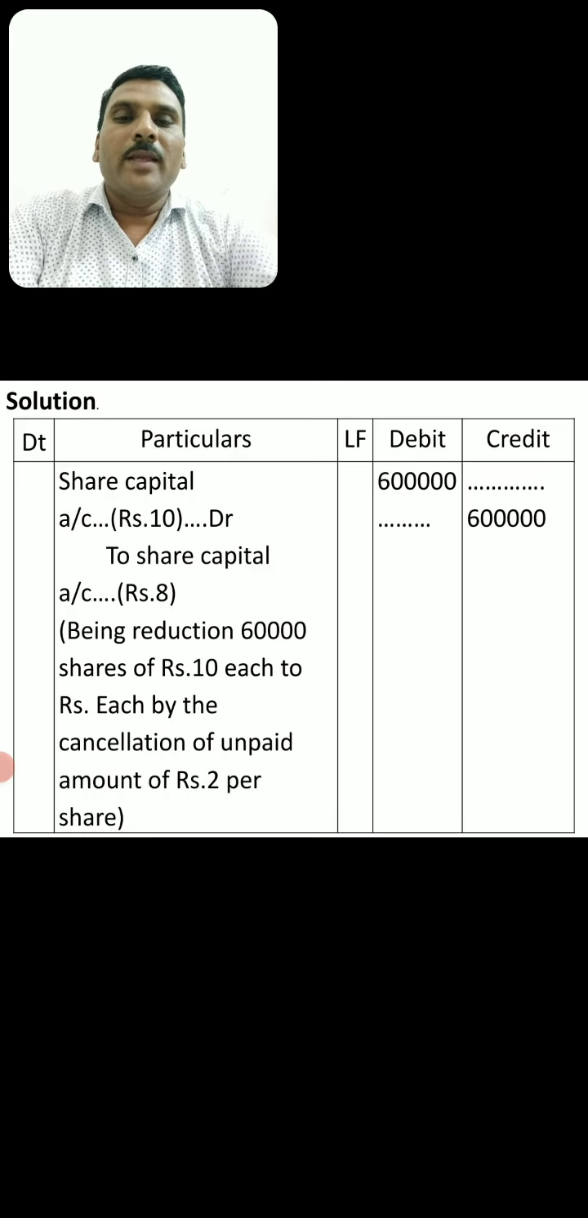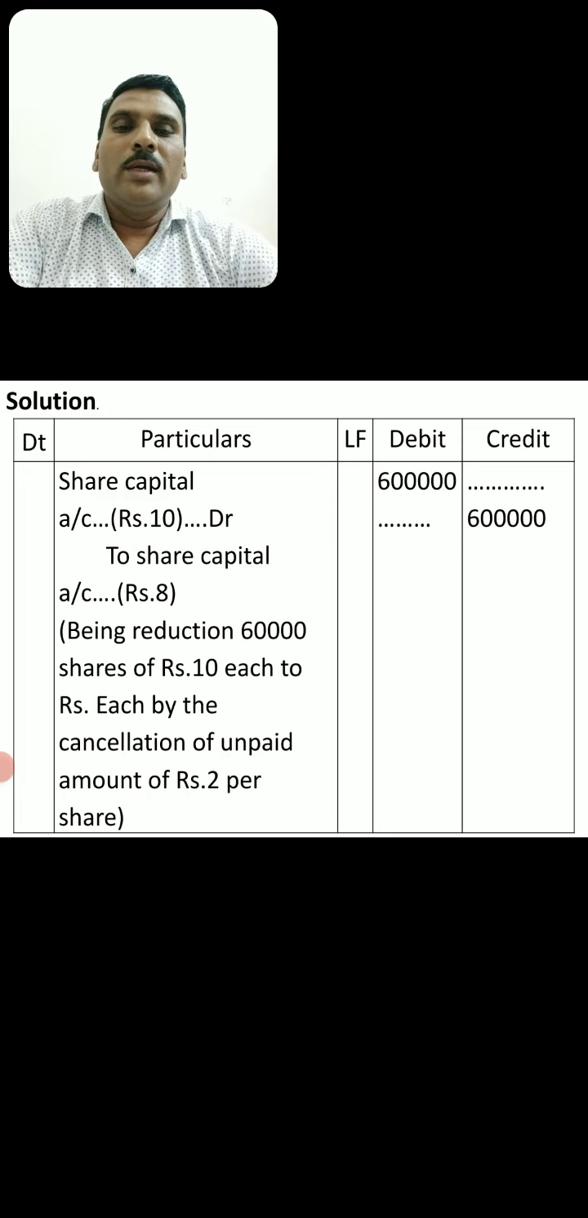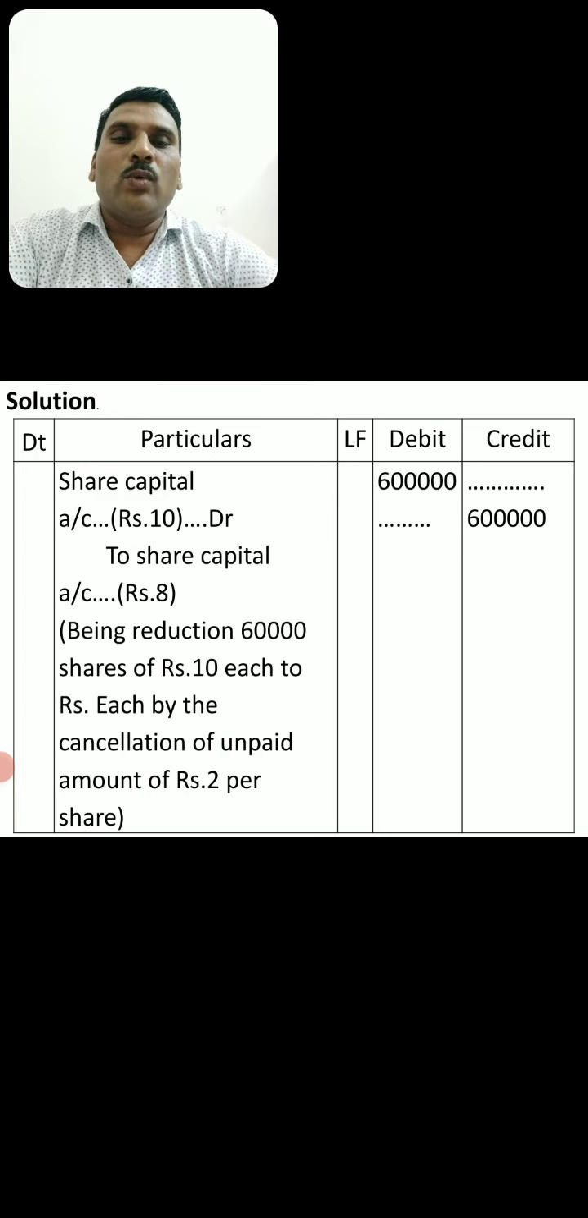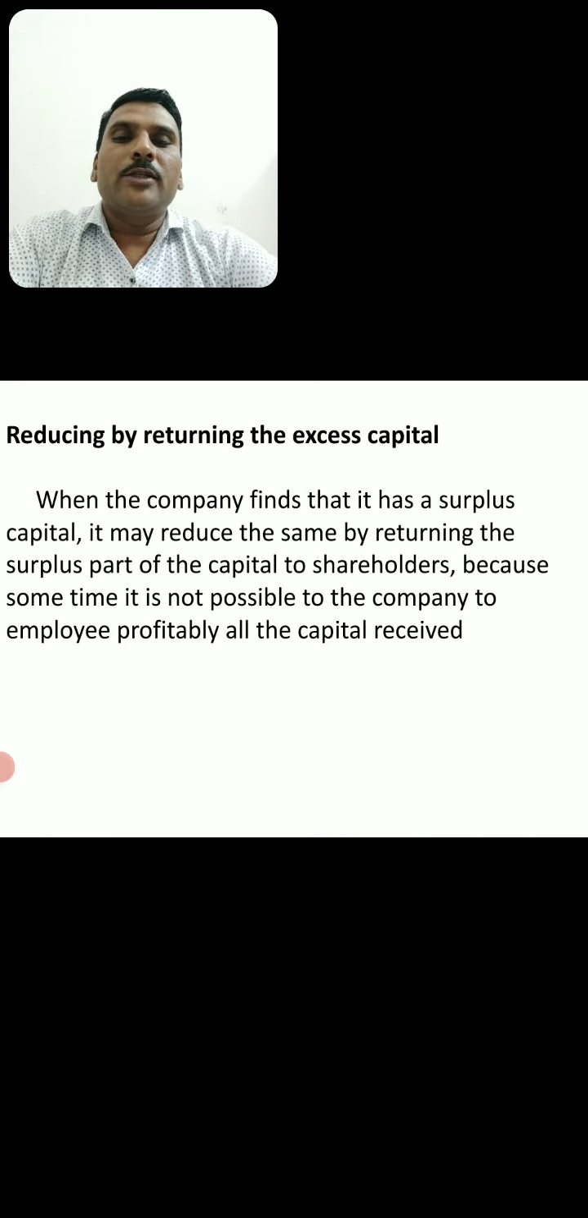So for this, here the journal entry is passed: share capital account debited to share capital account. The share capital is old capital, that is 6 lakh at rupees 10, and the new capital is at rupees 8. So here the narration is: being reduction of 60,000 shares of rupees 10 each to rupees 8 each by cancelling of unpaid amount of rupees 2 per share.